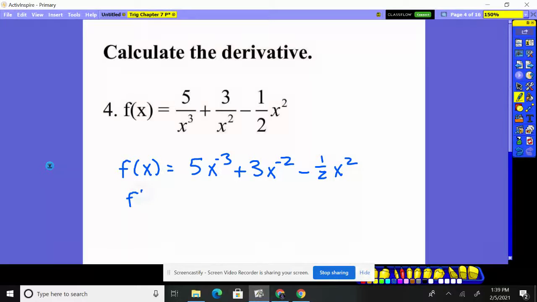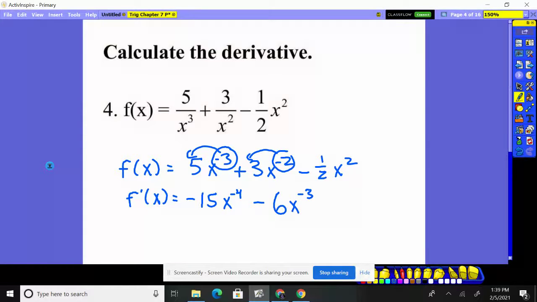So now when we take the derivative, let's see what we get. This drops down in front, gives me negative 15x, drops a power to negative 4. Negative 2 is going to go in front, so we will end up with negative 6, x to the negative 3rd. The 2 is going to come in front. Now, 2 times a half is just 1, and x then drops to the power of 1. So that's what we have. There's the derivative. If we want to rewrite it, we could rewrite this as negative 15 over x to the 4th minus 6 over x to the 3rd minus an x. They're the same thing there.